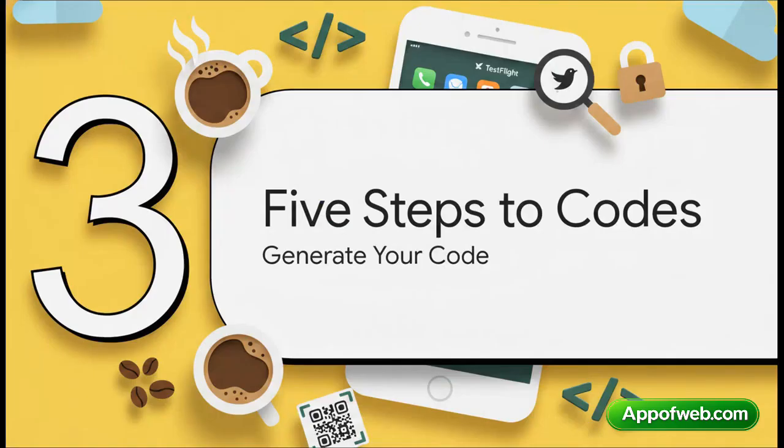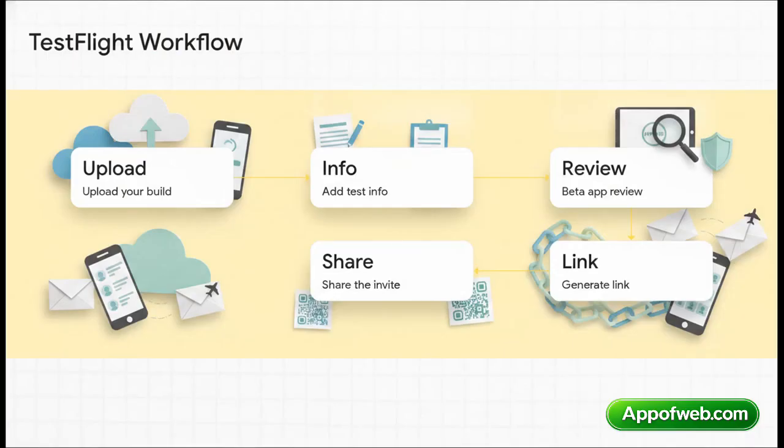All right, grab your coffee, section 3, the 5 steps to generate codes. Let's look at your exact workflow. So here is your foolproof 5-step workflow to get your app out of Xcode and securely into the hands of your eager beta testers. Upload, set your info, pass the review, generate the link, and finally share it. Let's break these down real quick.